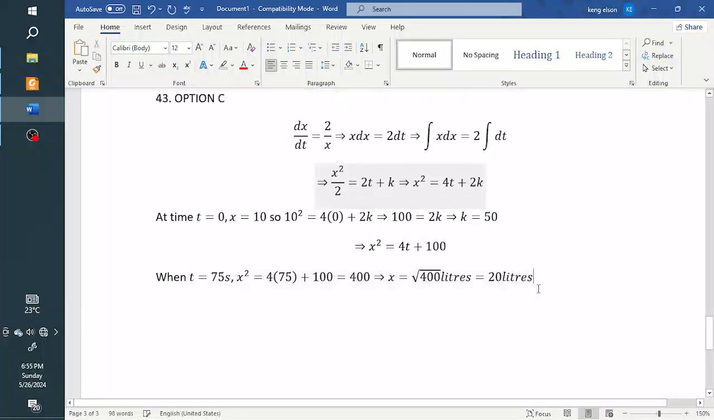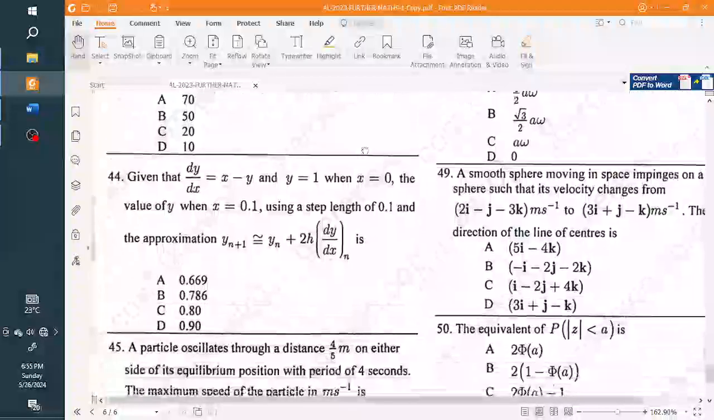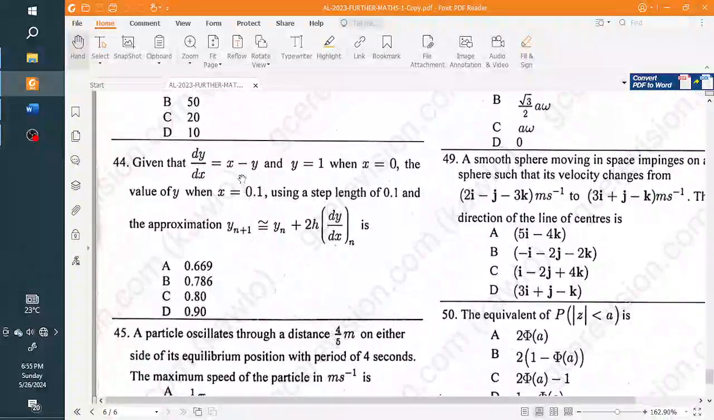Okay, let's move on to 44. Given that dy by dx is equal to x minus y and y is equal to 1 when x is 0, find the value of y when x is 0.1 using the approximation. I think we have seen this before, right? We need to find the value of y when x is now 0.1.